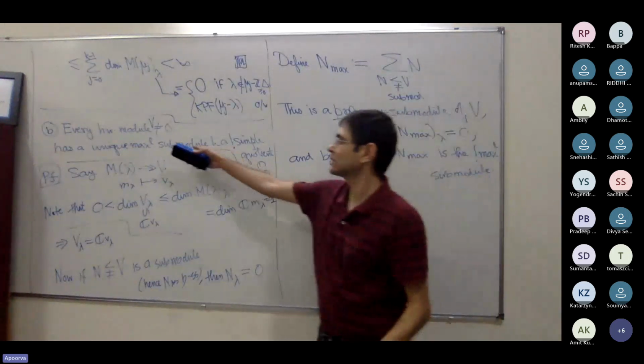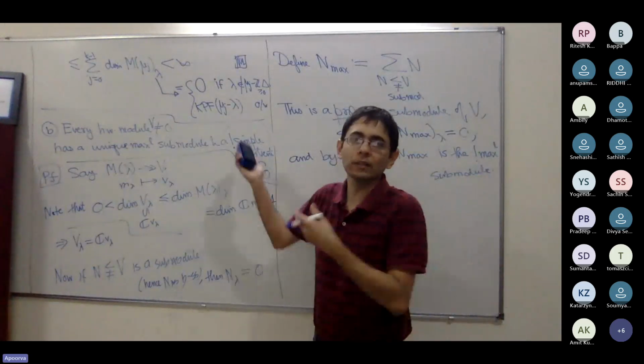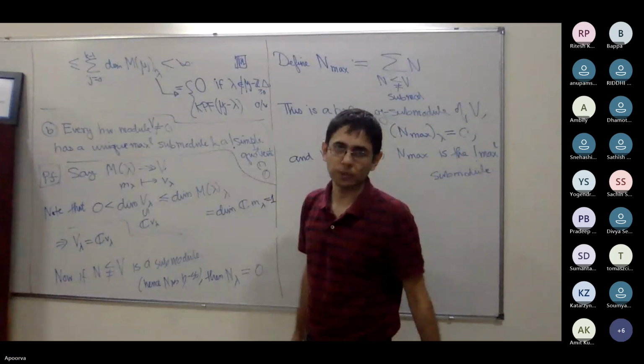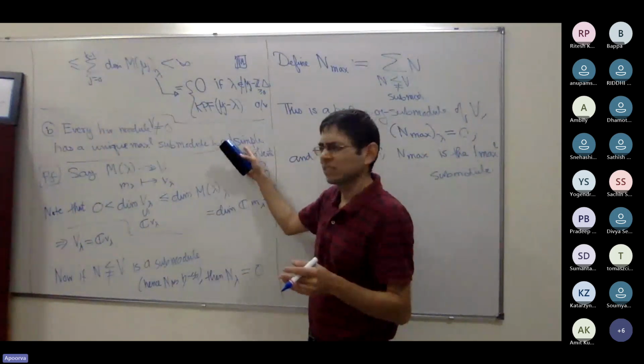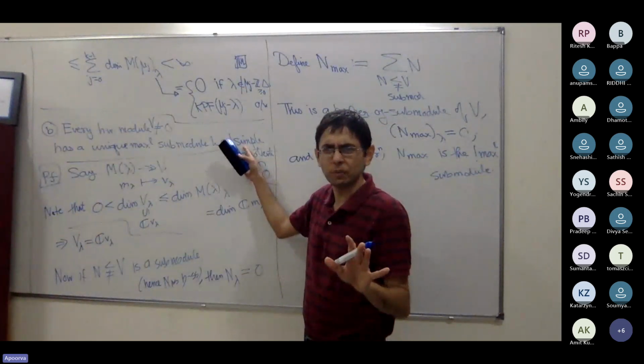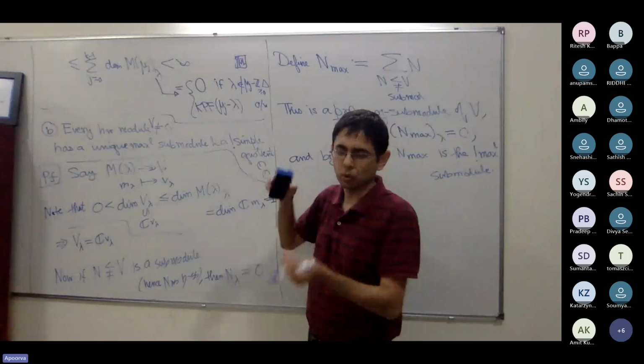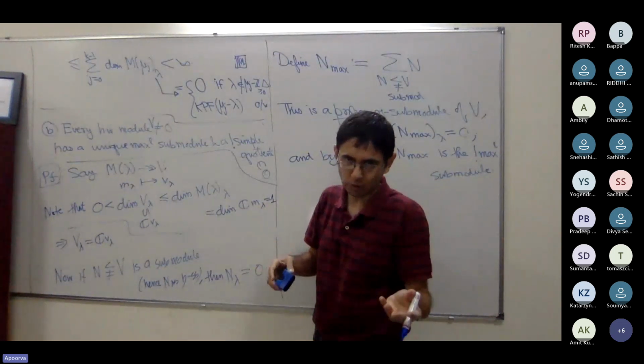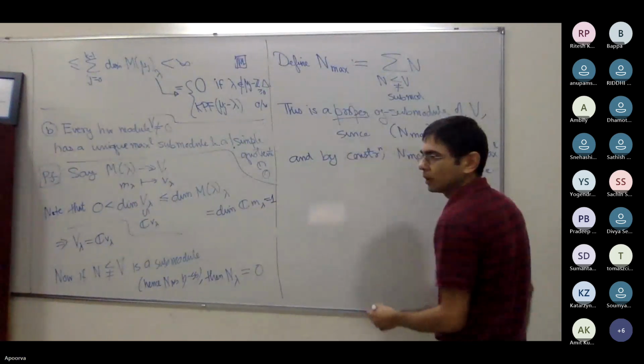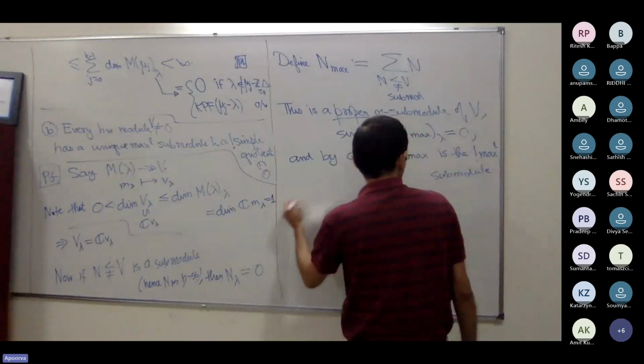The moment you have a unique maximal submodule, you take the quotient, that's the unique simple quotient. Right? Okay, I should have mentioned, does everybody know simple modules? Simple just means irreducible. There is no proper submodule which is non-zero.